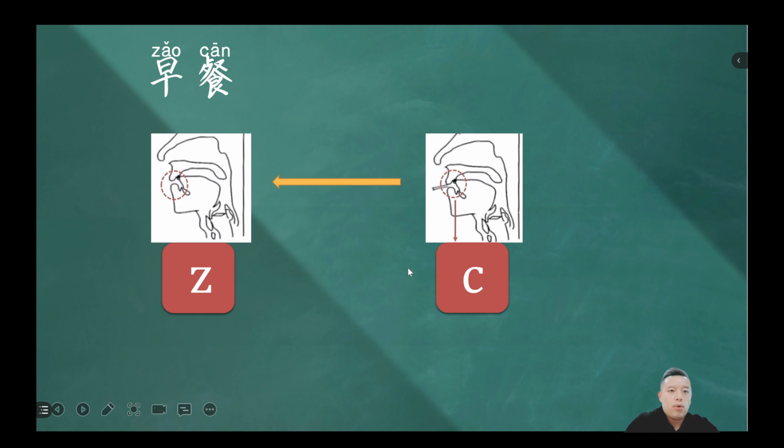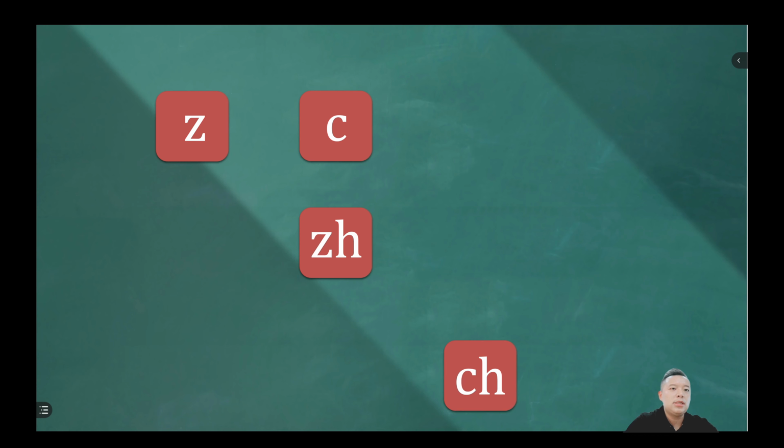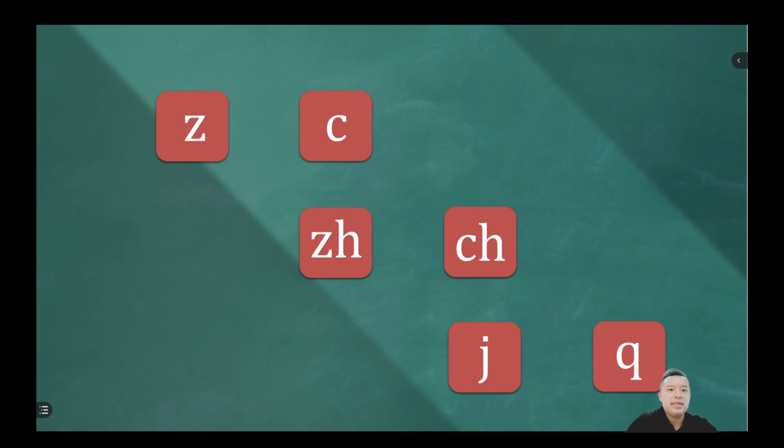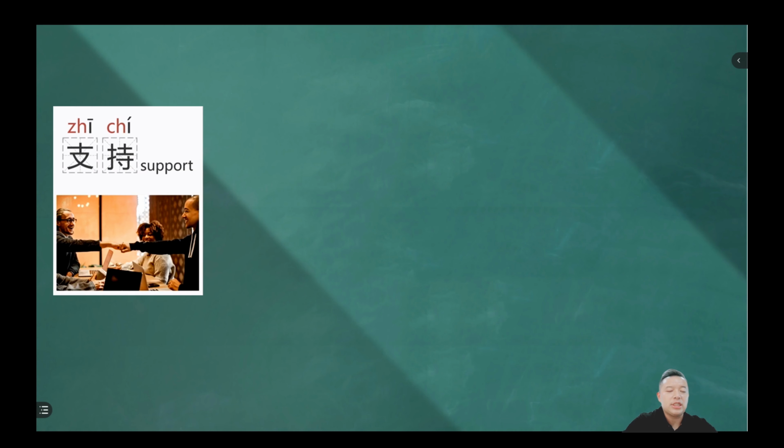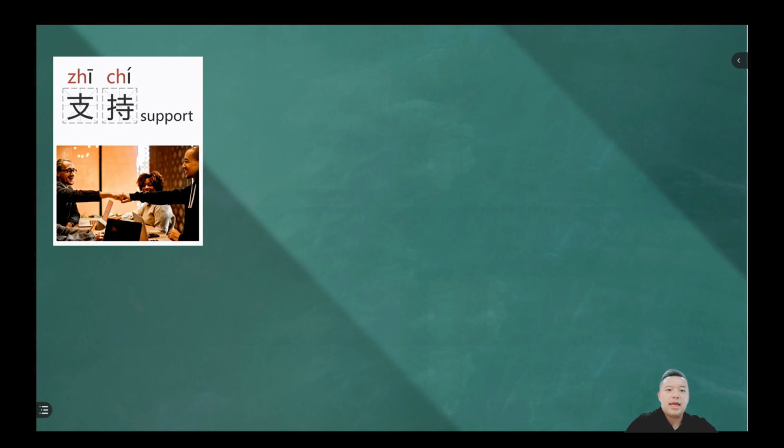Okay, first breathe with me. Breathe in. And then add the e at the end. C, c, z, c, zhi, chi, ji, qi. Okay, these are the initials that we're going to distinguish today. Look at those words and let's practice.